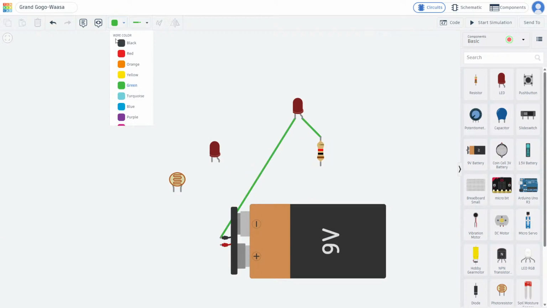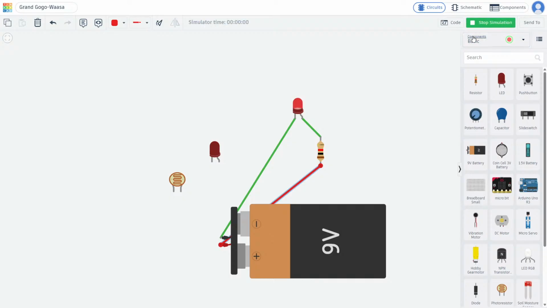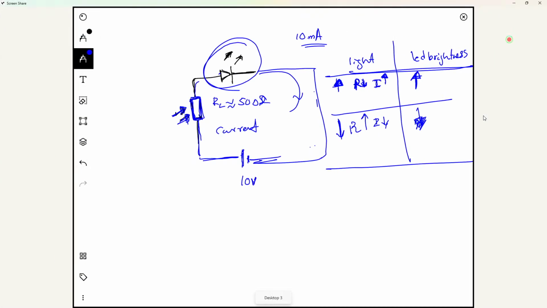And let me change the wire color, and if I run this simulation, it glows. Why? This is a diode and it allows the current to flow, right? Remember that is very important.